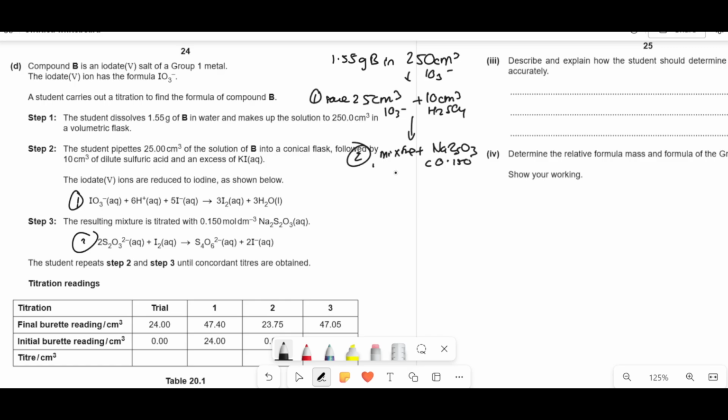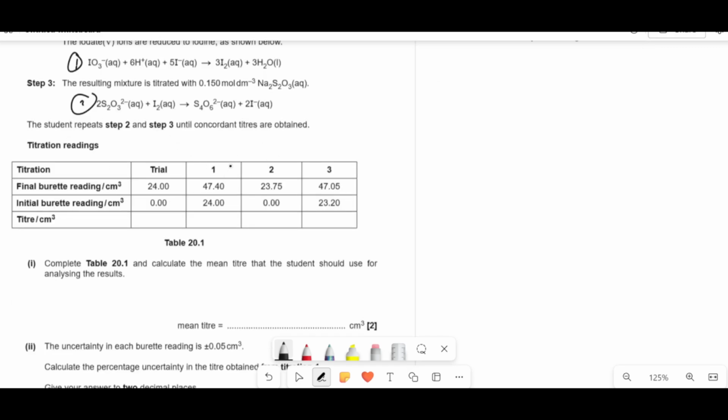It's reading comprehension. Now it says to complete the titrations, the titers are 24, 23.4, 23.75, 23.85. You just want to calculate it, that's fine. And then it says complete the table, work out the mean titer. So you're just going to pick the concordant results.